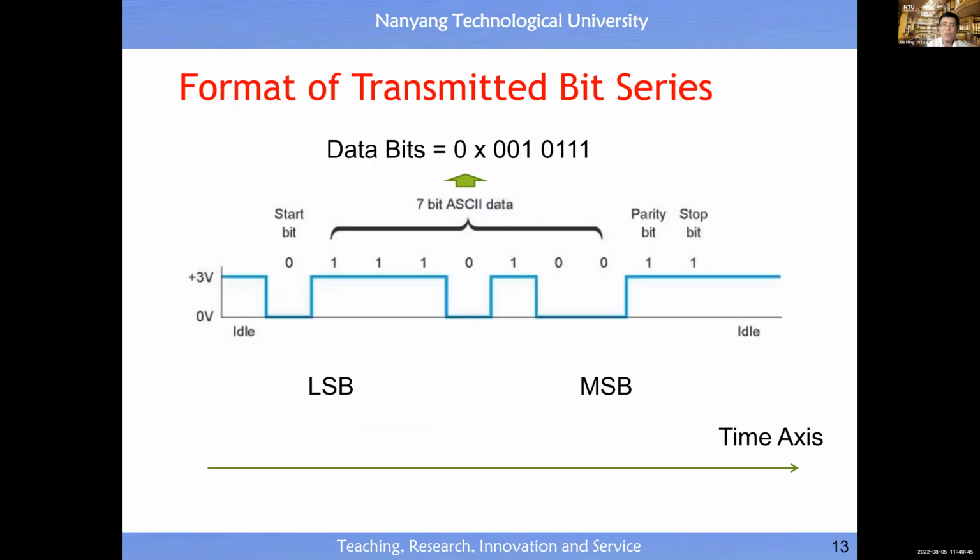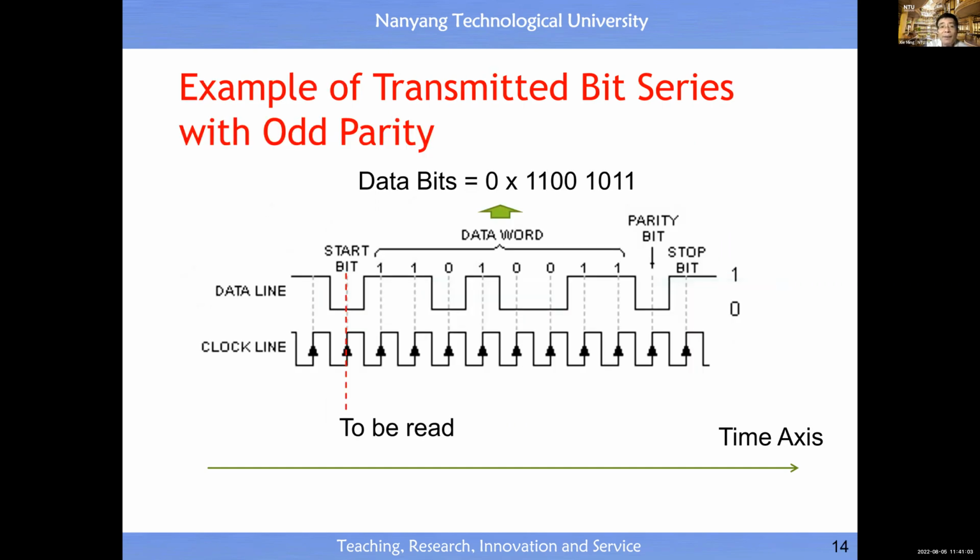Then at the transmission side, you look at the time axis. First transmit the start bit, then transmit bit 0, bit 1, bit 2, bit 3, etc. Then the parity bit, the stop bit, etc. All right, so conceptually it is quite simple.